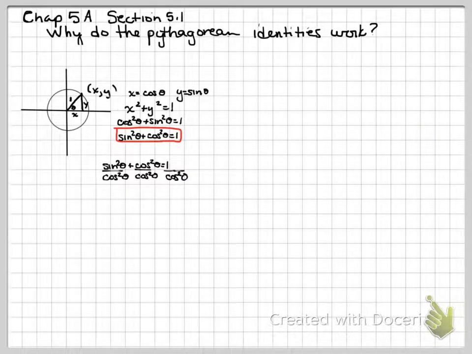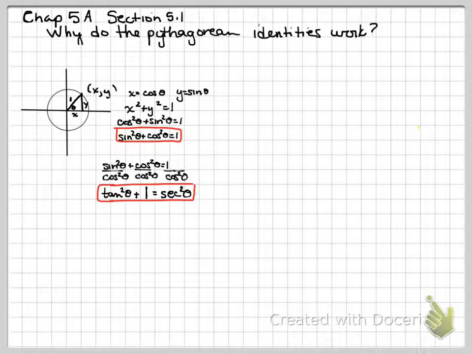I end up with sine squared theta over cosine squared theta. Well, that's tangent squared theta. Plus cosine squared over cosine squared is 1 equals 1 over cosine squared, which is secant squared. There's my second identity. And you'll find it on the top of your notes under important identities. And it just came from that first one.